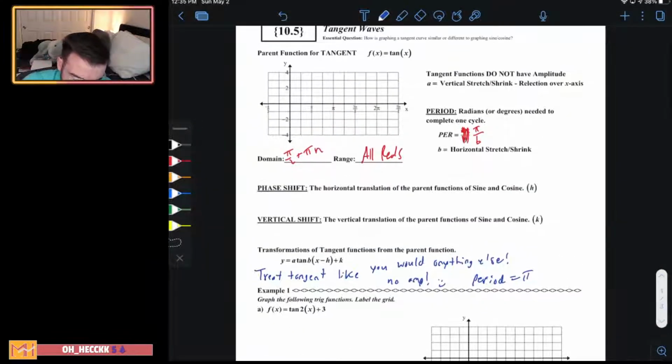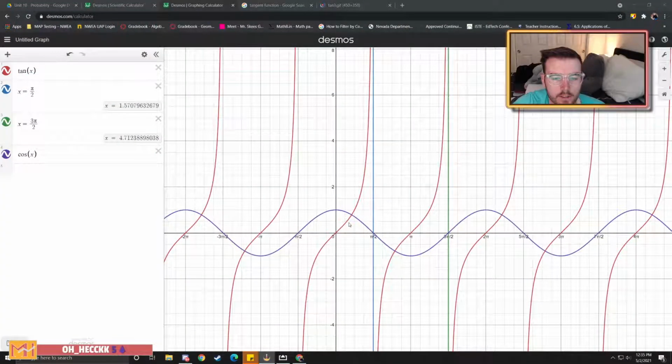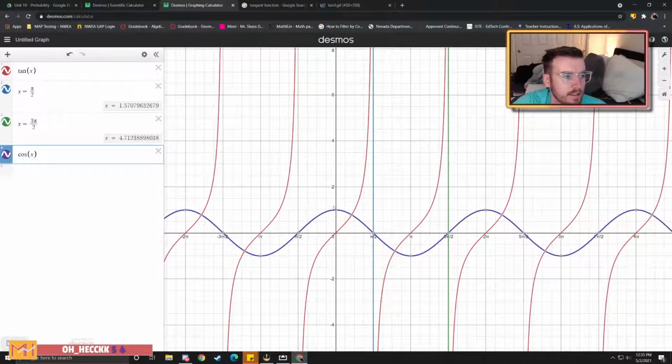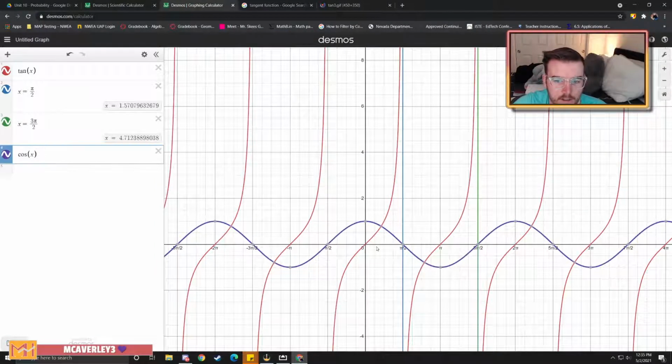Okay, so I just quickly made some notes here. This was the typo. This should say pi over b to help find the period. And I said treat tangent like you would anything else when it comes to these transformations. But just keep in mind there's no amplitude for tangent, because amplitude means how tall the function is. This function just goes on forever. So there's never going to be an amplitude because it just goes infinitely up and down, okay?